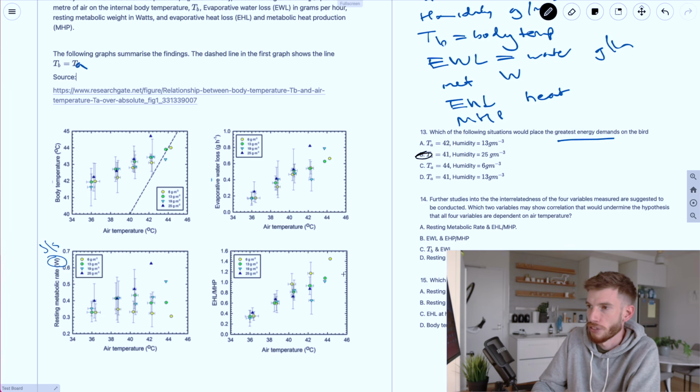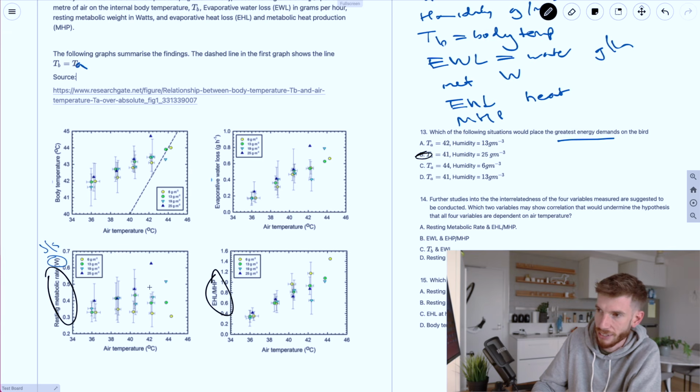So there doesn't seem to be any direct correlation between this variable and this variable. In fact, you can even see the yellow line going down slightly, while here the yellow line is going up. Then we've got EWL and EHP MHP. So EWL was this one, so it's just using all of that jargony stuff. Looks a little bit better, they're both trending up, but in general, most of the graphs are trending up. So we'd put that in the maybe pile.